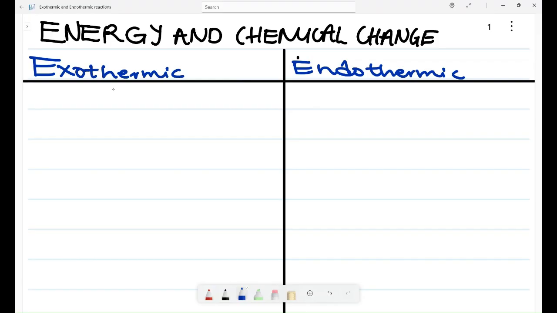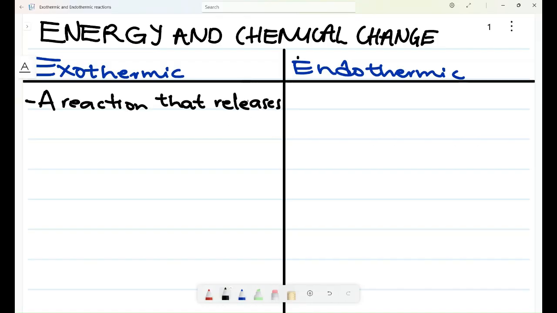Now let's move. You'll first start by defining what is an exothermic reaction. We say an exothermic reaction is a reaction that releases energy, or a reaction in which energy is released more than it absorbs.